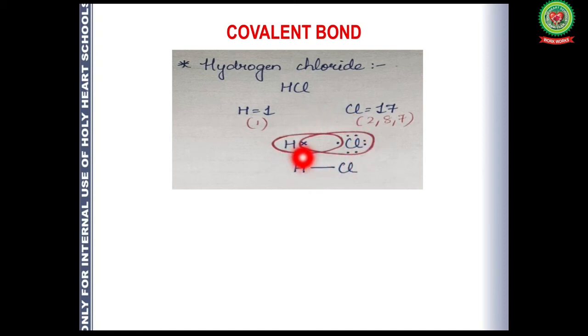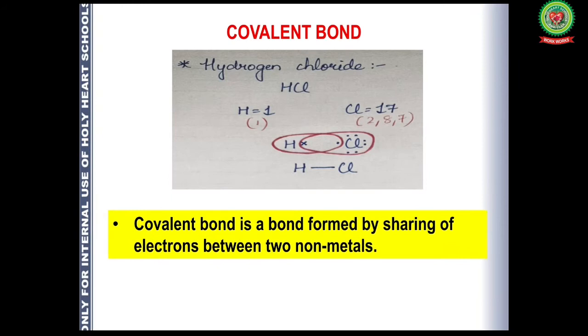Hydrogen is already having 1 electron. It will share one electron of chlorine and complete its duplet. Similarly, chlorine is already having 7 electrons. It will share that 1 electron of hydrogen, and therefore it will complete its nearest noble gas configuration, achieving its octet in the outermost shell. So for this, they have shared the electrons. The bond which is formed by sharing of electrons is known as covalent bond, and the compounds formed by such sharing are known as covalent compounds.